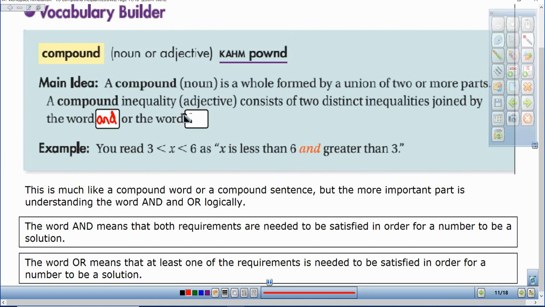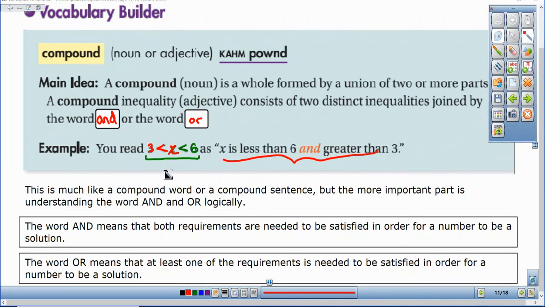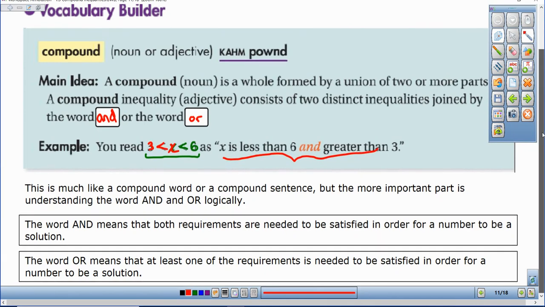We're going to join these by the word "and" or "or", and we want to make sure we logically understand what that means. This example is an "and" inequality, and it says two things. It says x is less than 6 and x is greater than 3. So that's how you read that. And because it says those two things within one statement, that is a compound inequality.